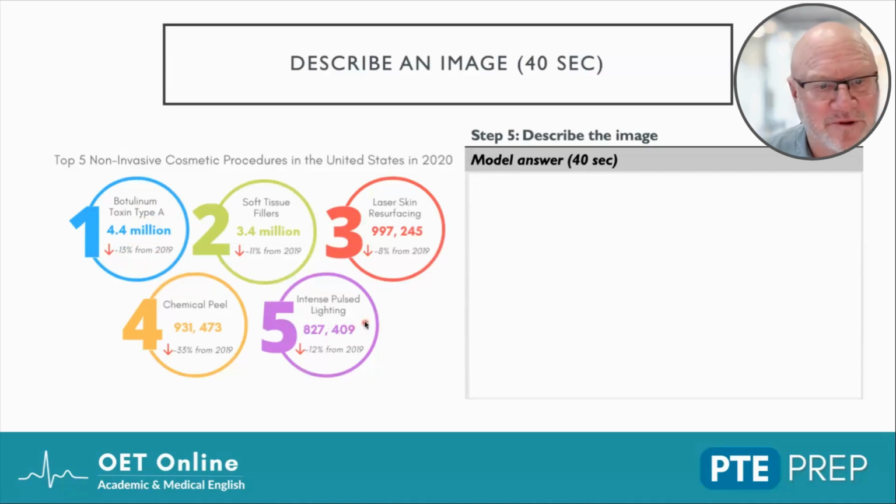The least popular procedure was intense pulsed light, with less than 1 million procedures performed, also with a drop of 12%. Other procedures included soft tissue fillers, laser skin resurfacing, and chemical peel. All procedures recorded a significant drop since 2019. What does this indicate? Non-invasive cosmetic procedures are decreasing in popularity.